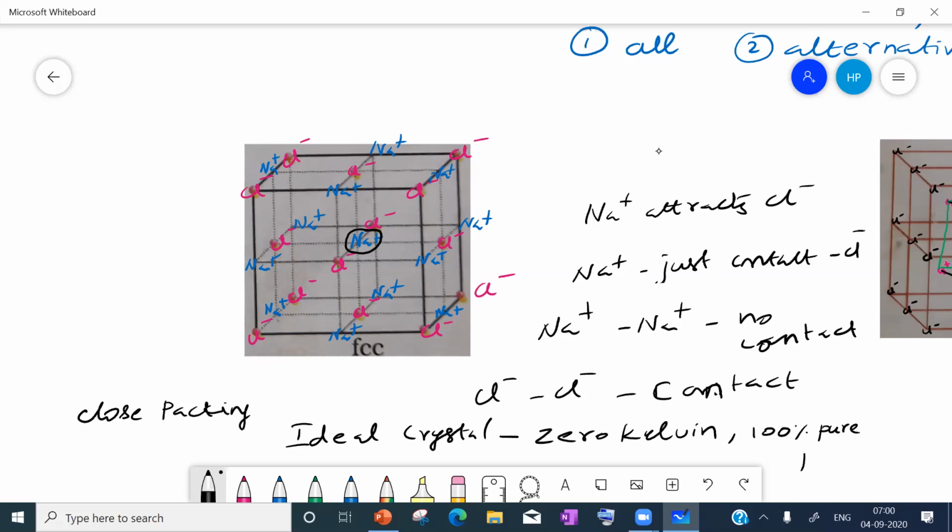Then we can say perfect arrangement. 100% pure means no impurity. 0 Kelvin means no temperature, so no kinetic energy. So perfect arrangement, that is called an ideal crystal. Practically it is not possible, we know.